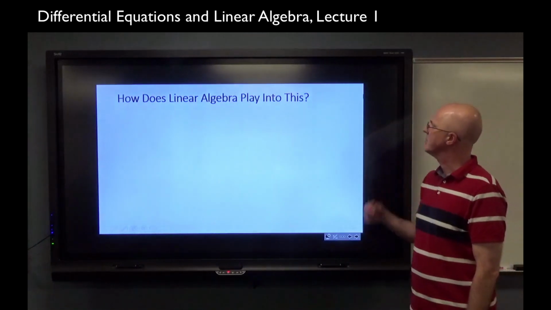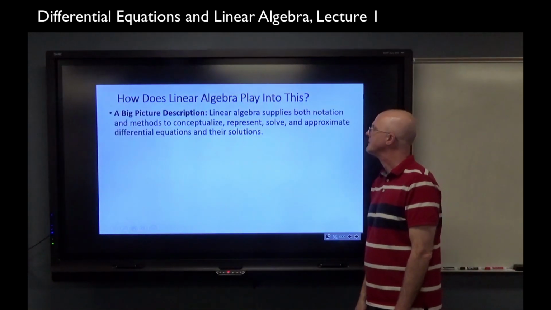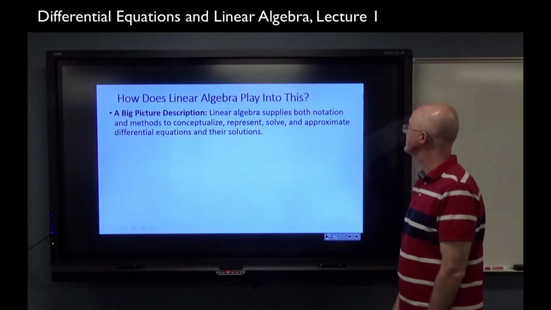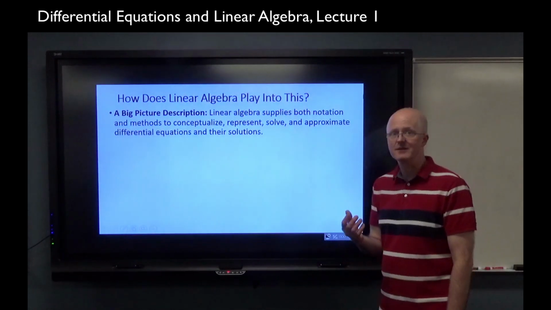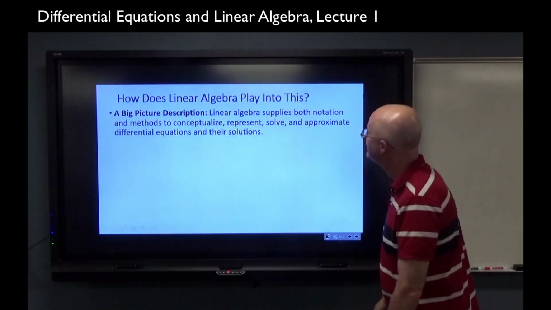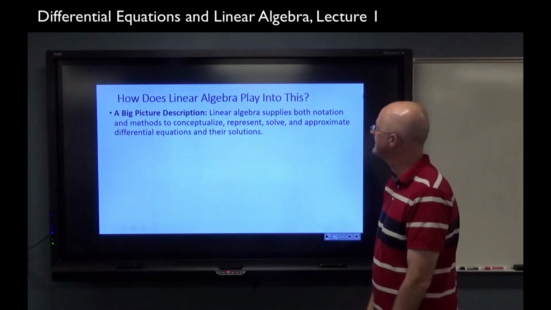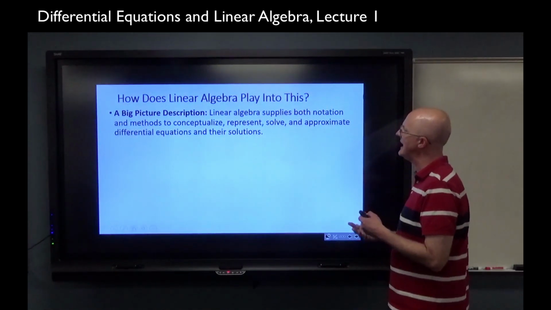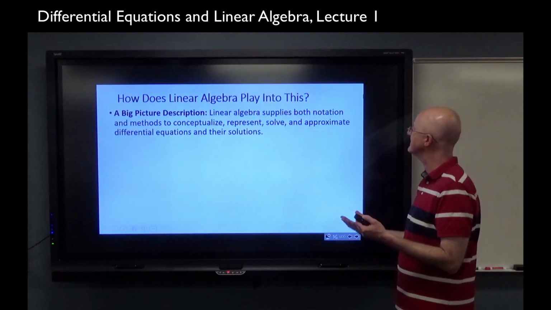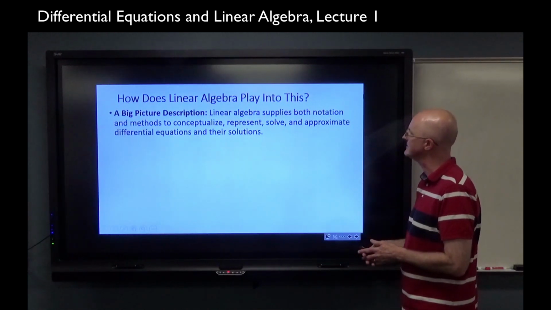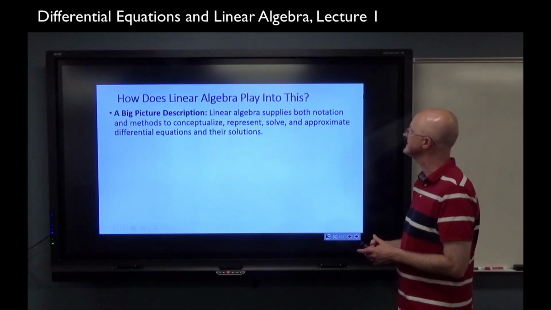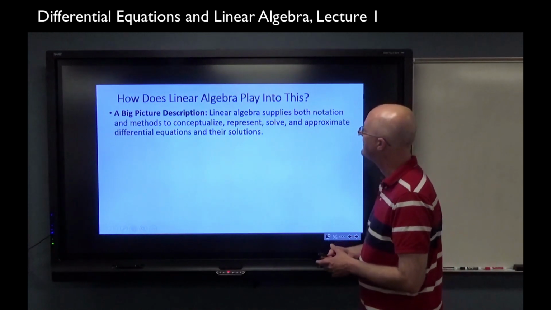How does linear algebra play into all this? Here's a big picture description. Linear algebra supplies both notation, like for vectors and matrices, and methods, like computing eigenvalues and eigenvectors, to conceptualize, represent, solve, and approximate differential equations and their solutions. That was as thorough of a one-sentence description as I could think of here.